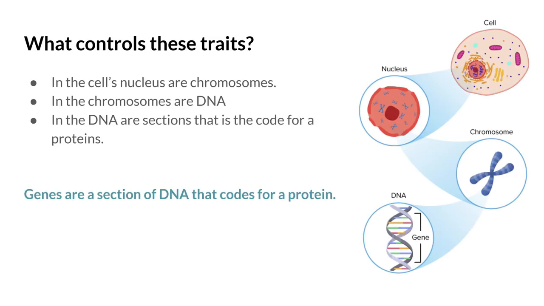So, what controls these traits? We all know what DNA and genes are, right? If you look in a cell's nucleus, we will find chromosomes. Then if we look in the chromosomes, we'll find DNA wrapped around them. When we zoom in to sections of the DNA, we will find sections of DNA that code for proteins. These sections of DNA are genes. And then these genes will make a protein.